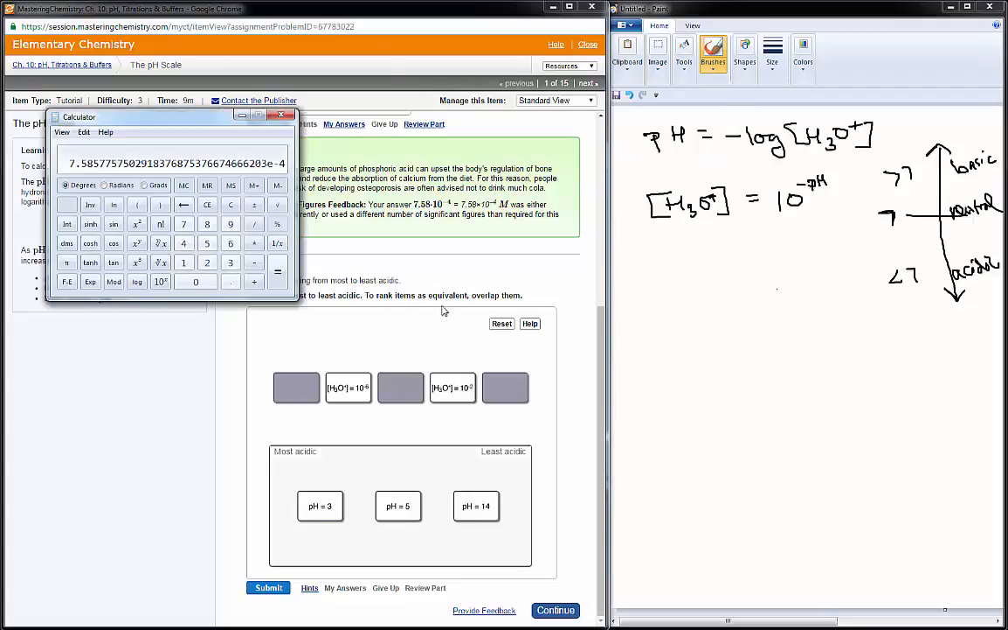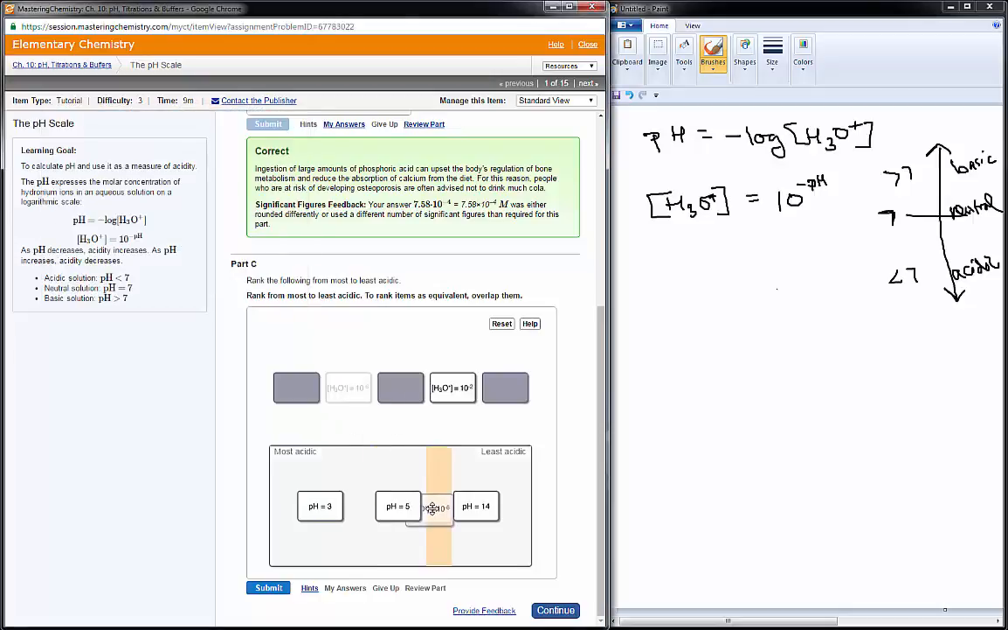So the minus log of this H3O plus: if I have 10 raised to the negative 6th, that is 1 times 10 to the negative 6th, and I take the minus log of that, I take the log and then the negative of that, and I get a pH of 6. So this is going to go right there.